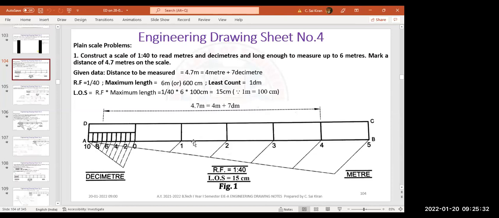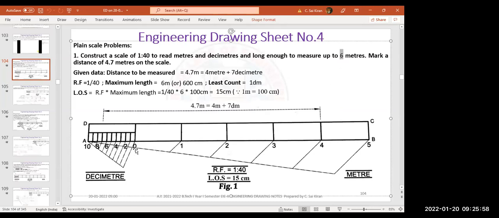Then what you have to do is draw the LOS. AB distance equals LOS. AD distance equals 5 mm. In the plane scale, we take 5 mm. In the diagonal scale, we take 50 mm or 60 mm, depending upon the problem. LOS will be 15 centimeters. You have to draw the 15 centimeters, and this 15 centimeters you have to divide by the maximum length. It is 6, so you have to divide it into 6 equal parts.